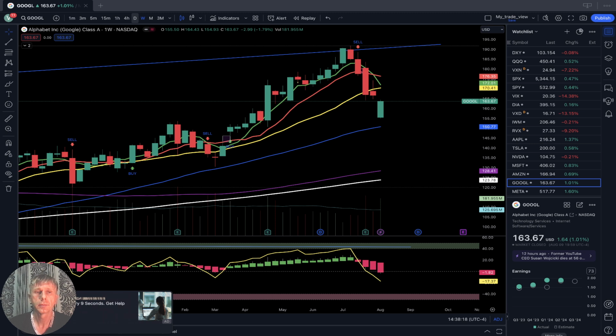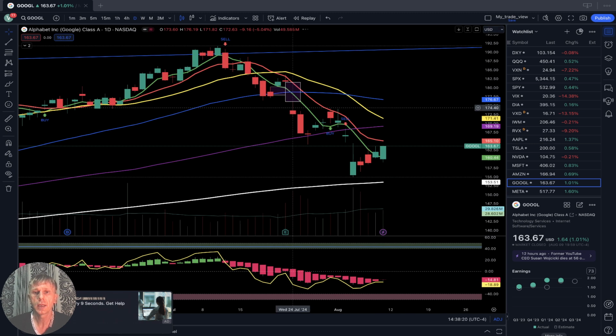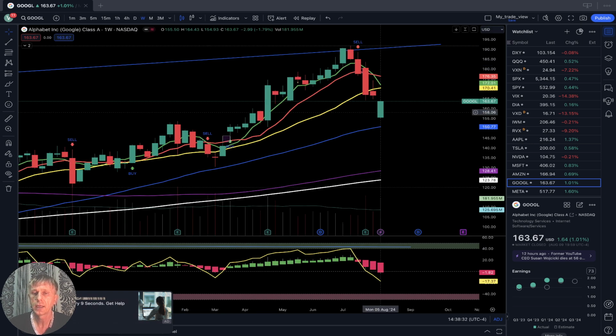Google daily, last bar below SMA 20, below all moving averages except 200. It is still bearish trend for Google. Nice bounce. Trend is bearish. Weekly, similar. SMA 5 did bearish crossover. Last bar below SMA 20 for last 3 weeks. It is bearish trend for Google.